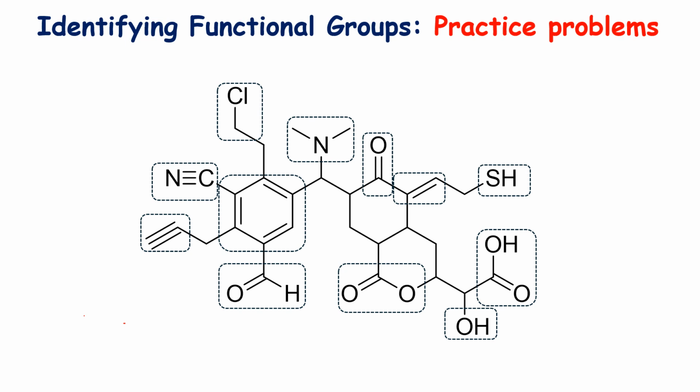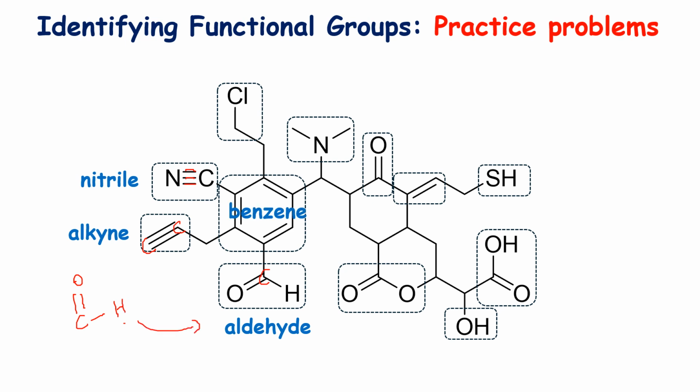I have circled the functional groups here. Let's try to find out each one of them. Carbon triple bonded to the nitrogen, so CN is nitrile. Carbon triple bonded to carbon is alkyne. Carbonyl group next to hydrogen. So when we have a carbonyl group and this carbonyl group is single bonded to hydrogen, then it's an aldehyde functional group. Here we have a 6-membered ring, benzene.